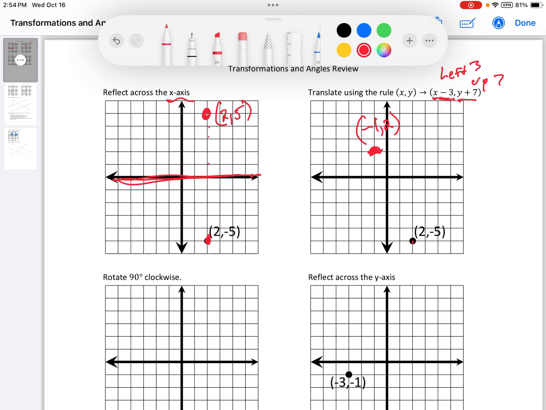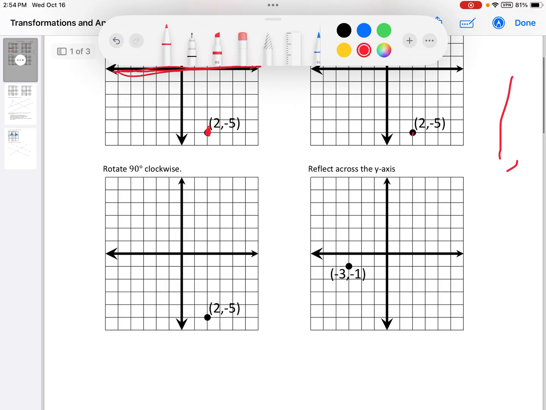Okay so far? Next. Now I'm going to rotate 90 degrees clockwise. The first thing I'm going to do is draw, it goes 2 to the right and 5 down. Clockwise is this way. So I'm going to go this right becomes down, and this down becomes left.